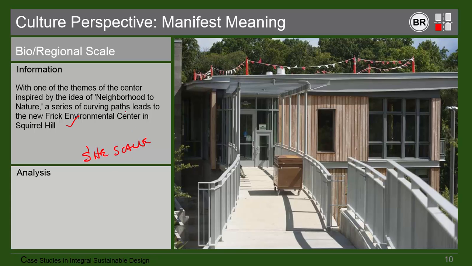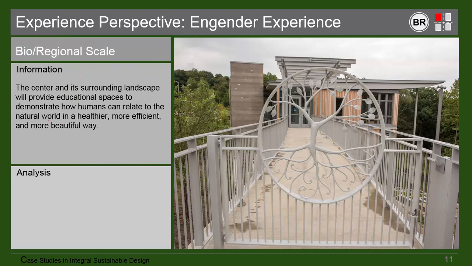Neighborhood of nature actually probably refers to how Pittsburgh is a city of neighborhoods. And so maybe there's an idea here that somehow it's related to the bioregional scale a bit. Or maybe this is connected into a nature path that cuts through the city. We'll see. So again, all of this. So this is a great picture for this. Definitely site scale. So you're going to want to go ahead and move this.